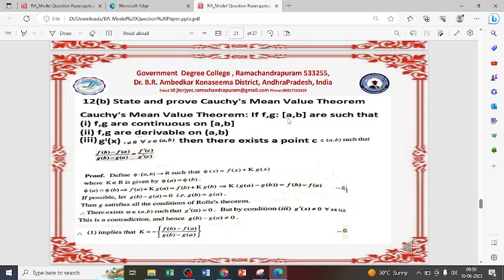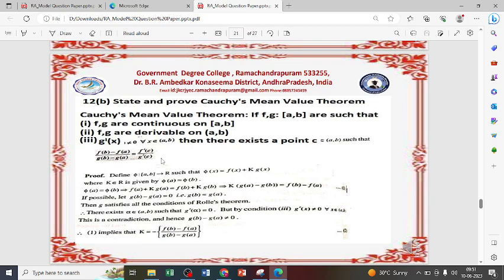So what is happening here? f and g are two continuous functions, and number 2, f and g are derivable on the open interval (a, b), and further g'(x) is not 0 for all x belonging to (a, b). So these are the three conditions. Then the theorem assures us that there exists a point c in the open interval (a, b) such that (f(b) minus f(a)) divided by (g(b) minus g(a)) equals f'(c) divided by g'(c).